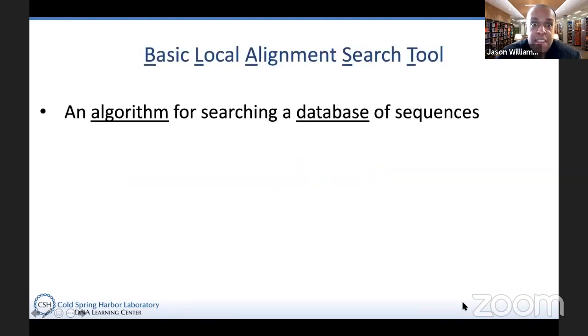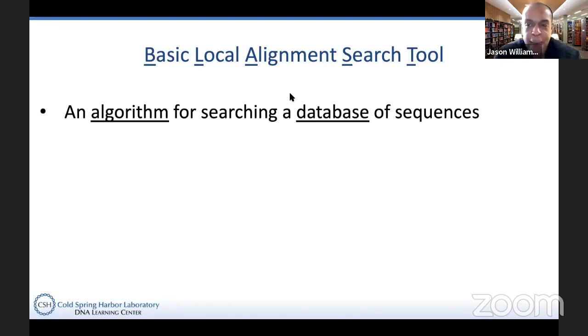So BLAST is an algorithm for, first of all, let me tell you what it stands for, which is in the title: Basic Local Alignment Search Tool. So that's what BLAST stands for. It actually has a meaning. And it's an algorithm for searching a database of sequences.